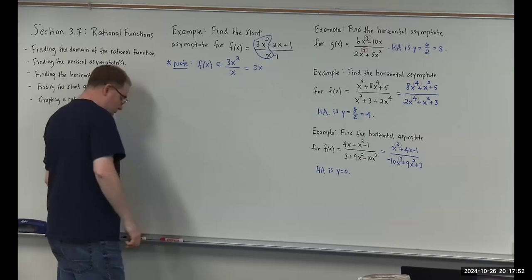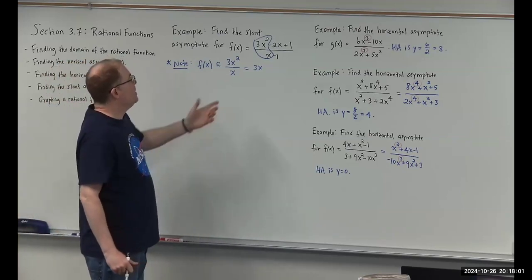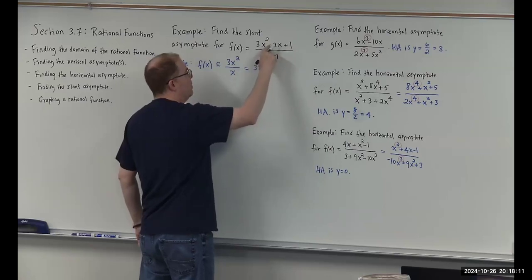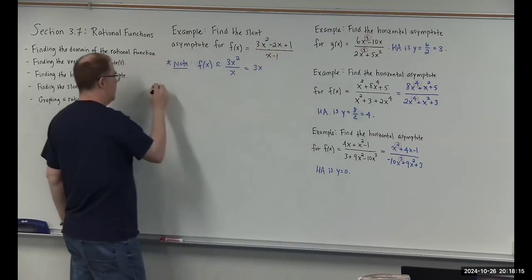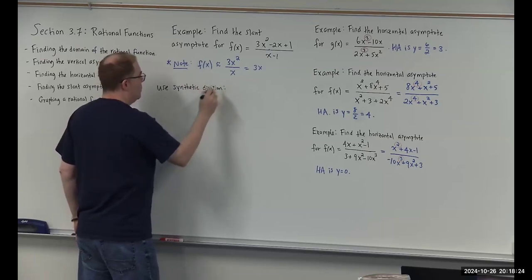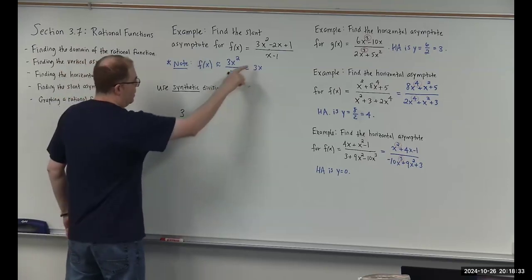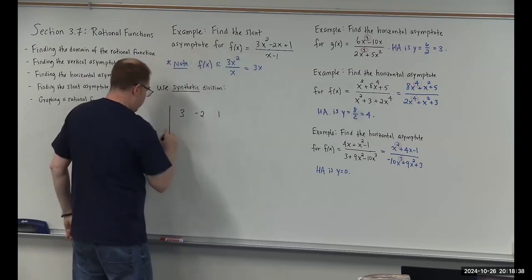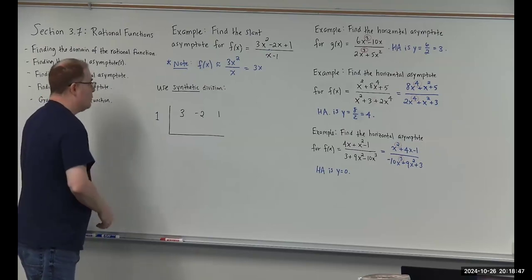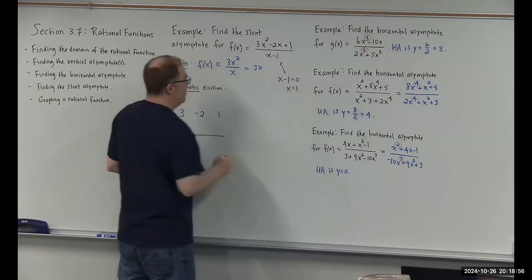So how do we find this? We can use either long division or synthetic division. Since we're dividing by something linear here, let's use synthetic division. Remember that we're working with just the coefficients, so we have three, minus two, and one, and then we have x minus one. So we put one out here, which is determined by taking x minus one and setting it equal to zero, giving x equals one.